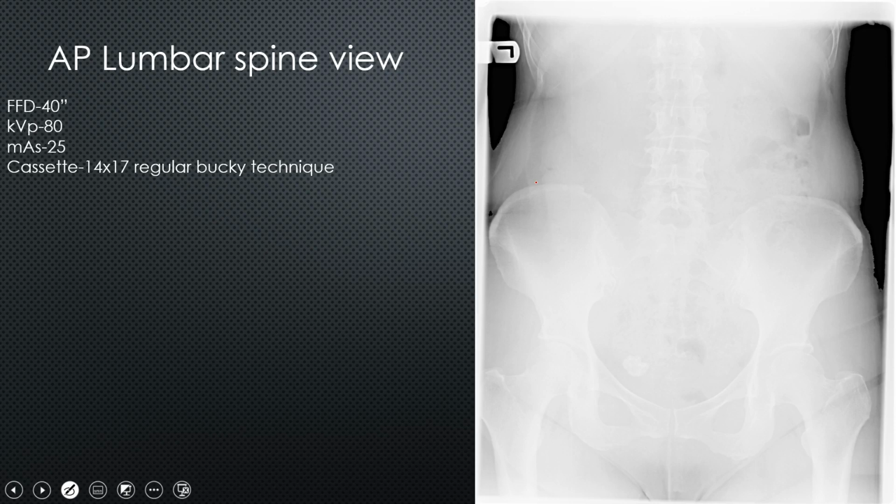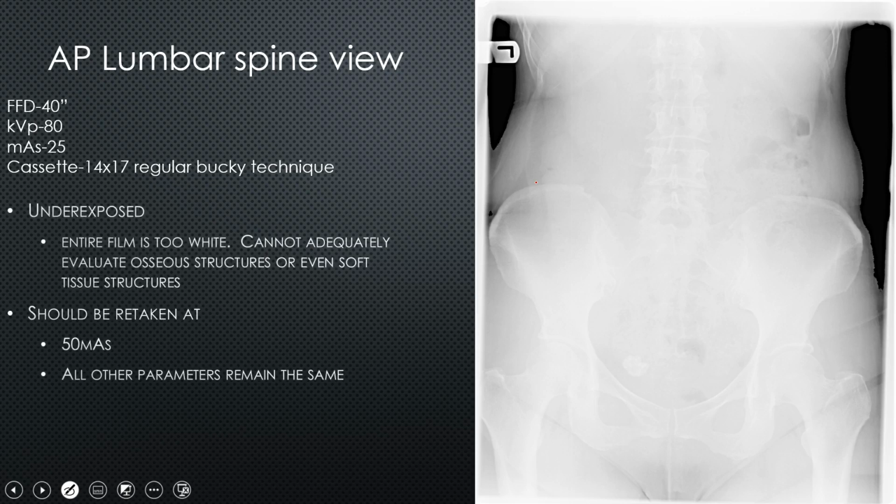So in order for us to ensure a proper or better density image, we should consider doubling the MAS. So again, MAS was at 25. We should consider retaking it at 50, and everything else is going to stay the same. The FFD is going to stay the same. The KVP is going to stay at 80 because, again, it's a fixed KVP technique. And we're not going to change the cassette, and we're going to keep it in the Bucky.